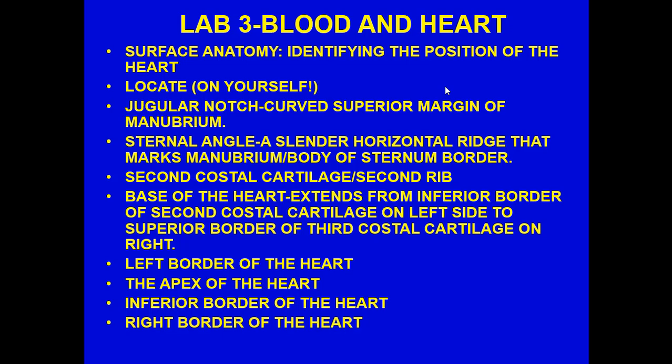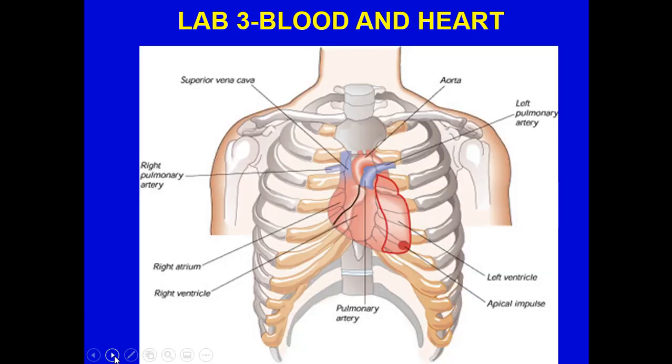Locate the jugular notch, sternal angle. Notice that you will be able to locate certain information by the second costal cartilage or the second rib, the base of the heart, the left border of the heart, the apex of the heart, the inferior border of the heart, and the right border of the heart, as you can see here. Again, this is something that you do to yourself to locate certain structures.